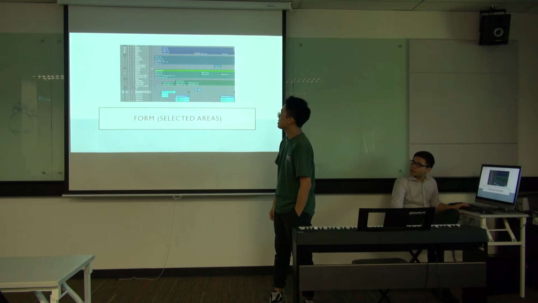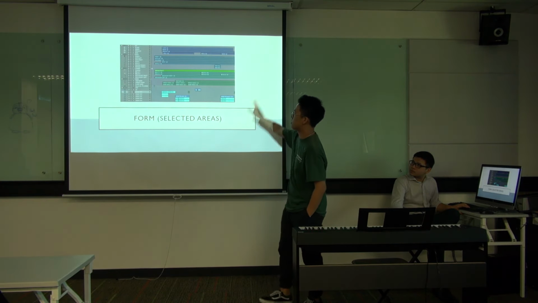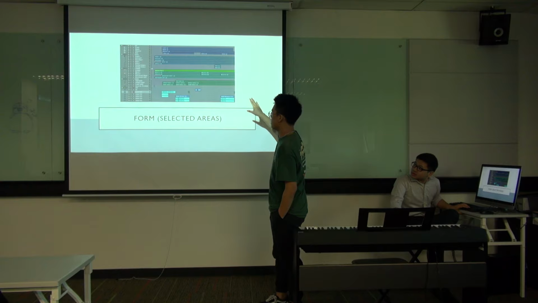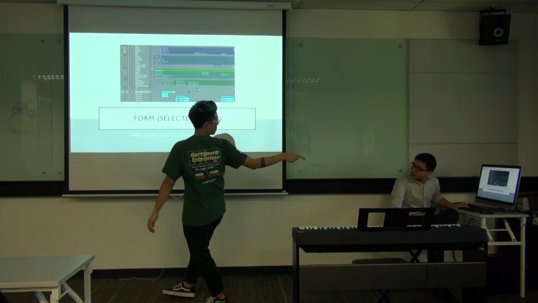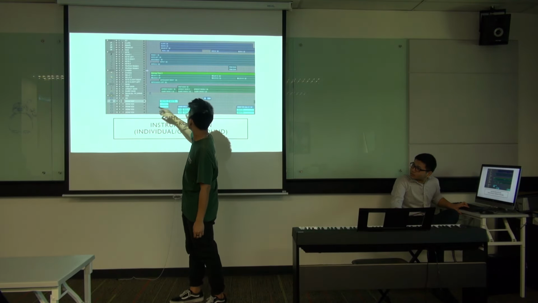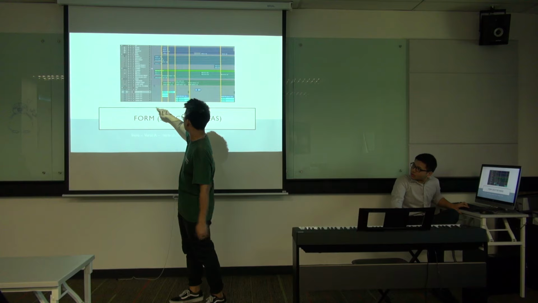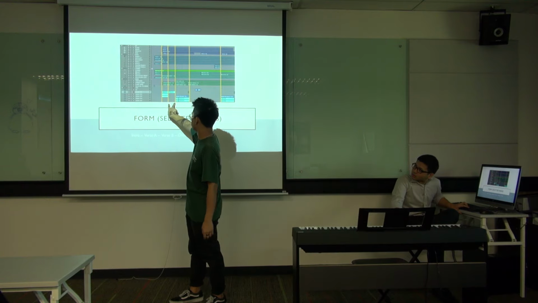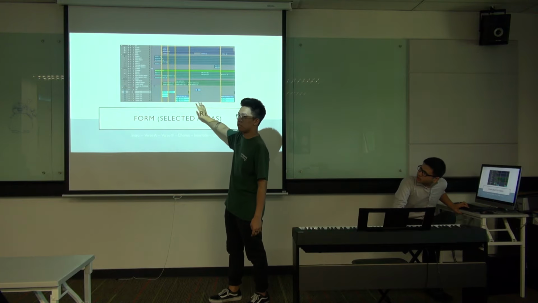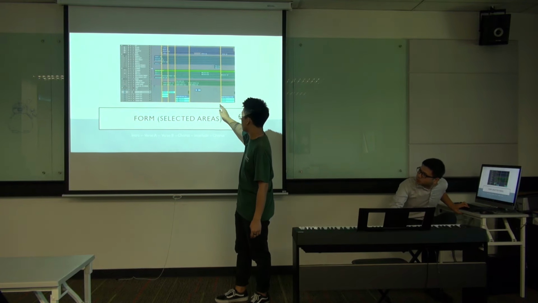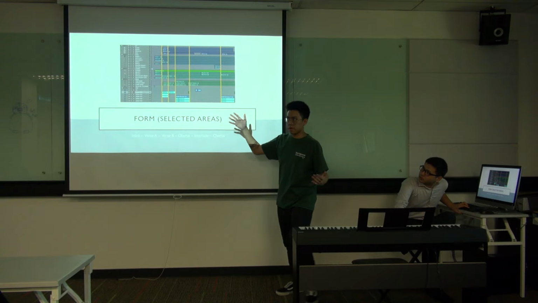Next I'll be talking about form. I put my project here so you can see clearer. My form, essentially, has an intro section, then a verse A, verse B, and it goes into a chorus. Then the interlude is the section where the journey takes place in the piece. And at the end, it ends with a big chorus.